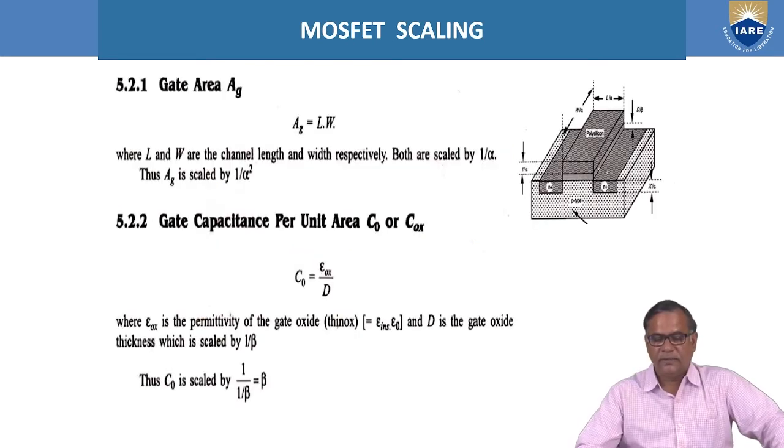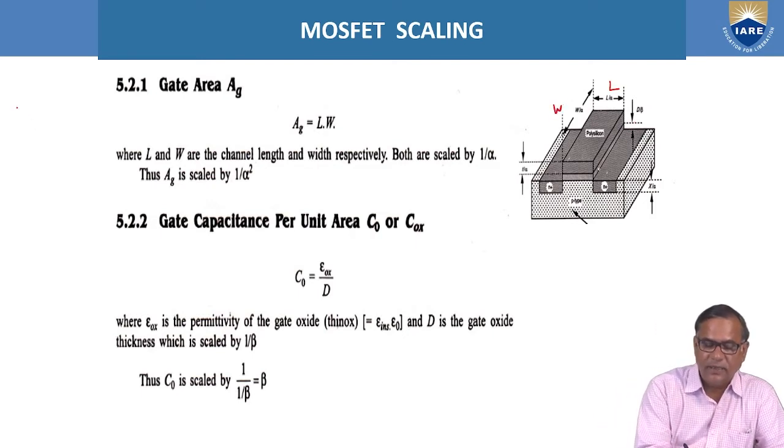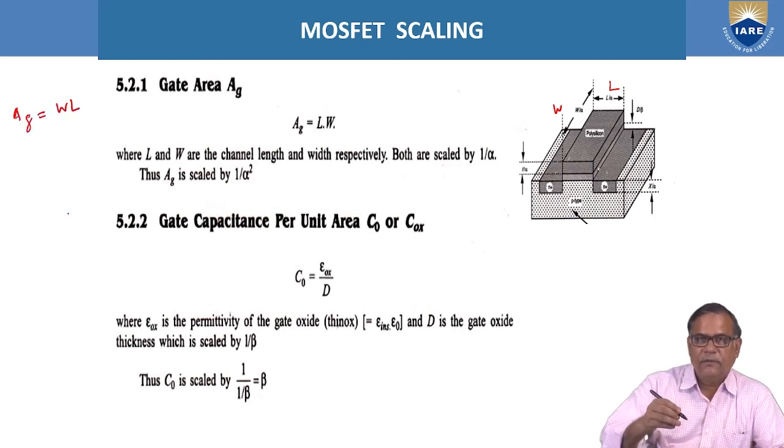Now, one by one, let us see the effects of scaling on the MOSFET parameters. First is the gate area. What is the gate area? This is the length L and this is the width W. So the original gate area AG is equal to WL. When you do the scaling, the area is going to reduce.